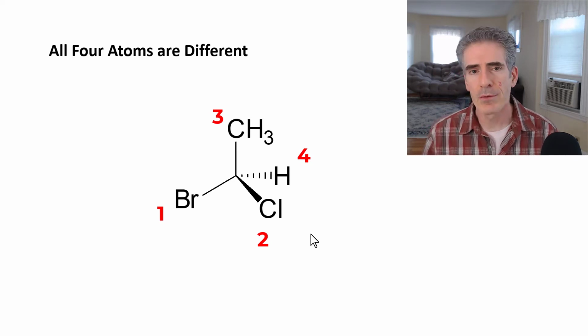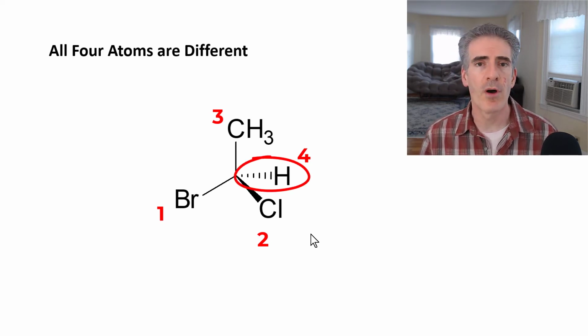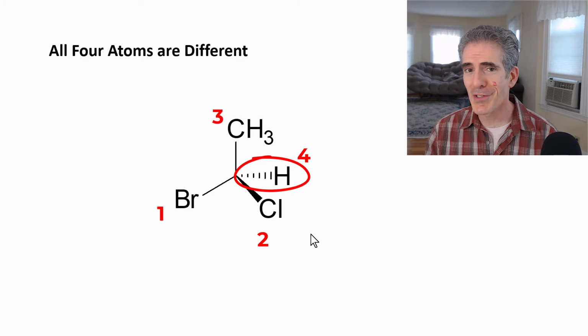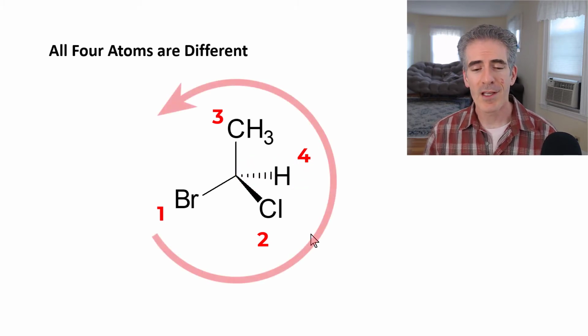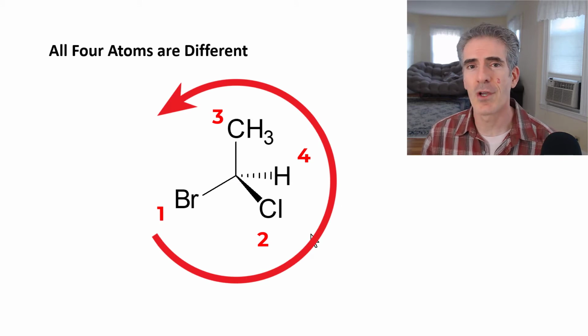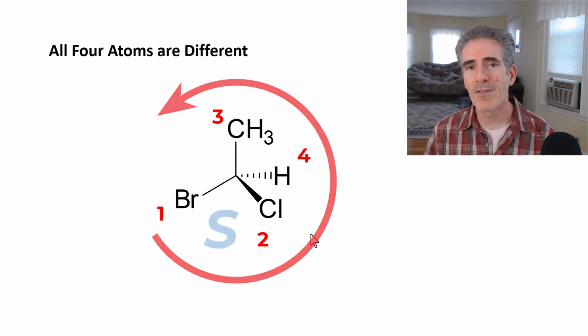All right, so now what do we have? We got our lowest priority group on the dash. So you know what to do. We look at the traveling direction of 1, 2, and 3. Here it is going to the left. It's going counterclockwise. So what do we have? S.